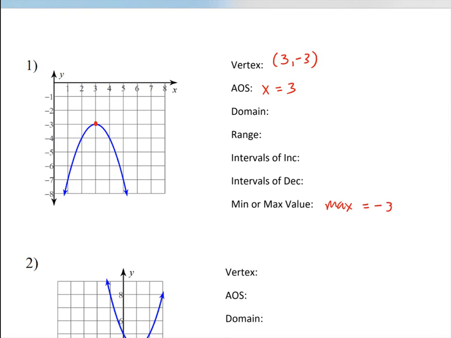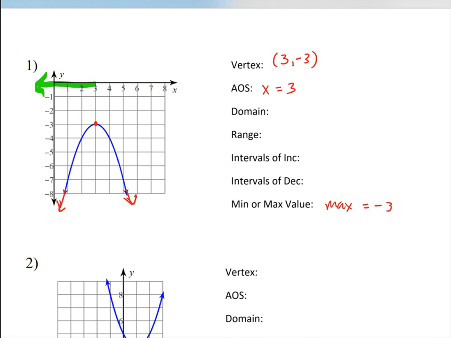Now let's talk about domain here. The one thing you have to remember about a parabola is that it keeps on getting wider. If this parabola keeps on going down, it's going to keep on getting wider and wider and wider. So what's the farthest to the left that this graph goes? Well, it's going to keep on going to the left forever.